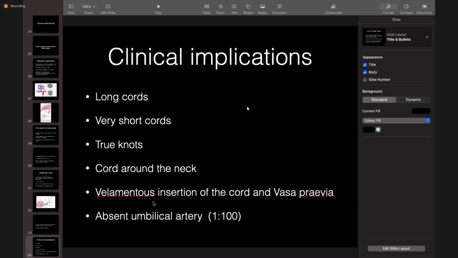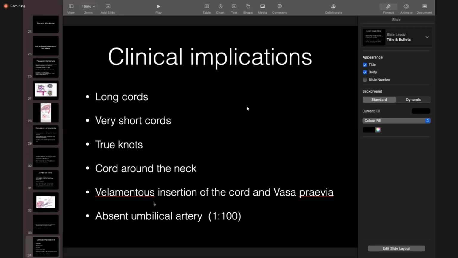Or sometimes we'll expedite some form of delivery. Okay. Velamentous insertion of the placenta is when, at the placental edge, blood vessels appear unsupported by the placental membrane. Sometimes only the blood vessels run in the membrane, so the cord inserts to a place where it is not supported by the membrane.